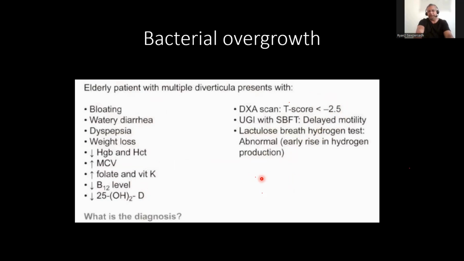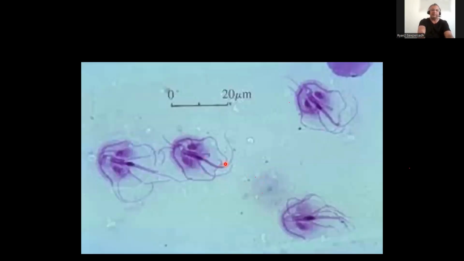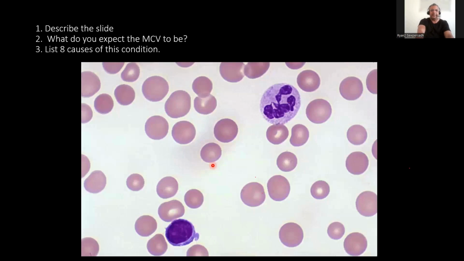Bacterial overgrowth often happens, and we don't even know that we're causing it, but because of repetitive IV antibiotics, patients with a prolonged stay in the ward actually do have bacterial overgrowth, which is why it's a good idea to use probiotics. This is Giardia lamblia. You can see it by the flagella that it has.